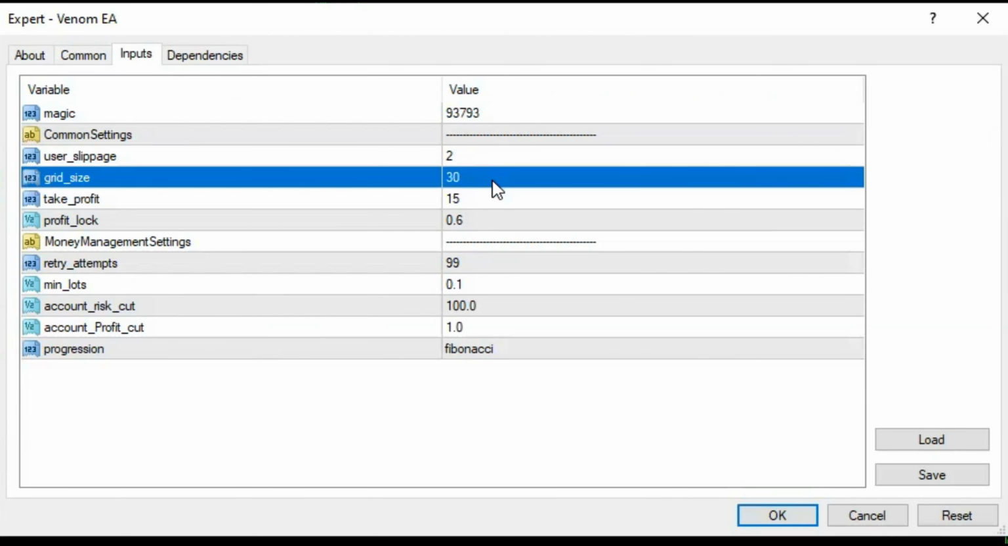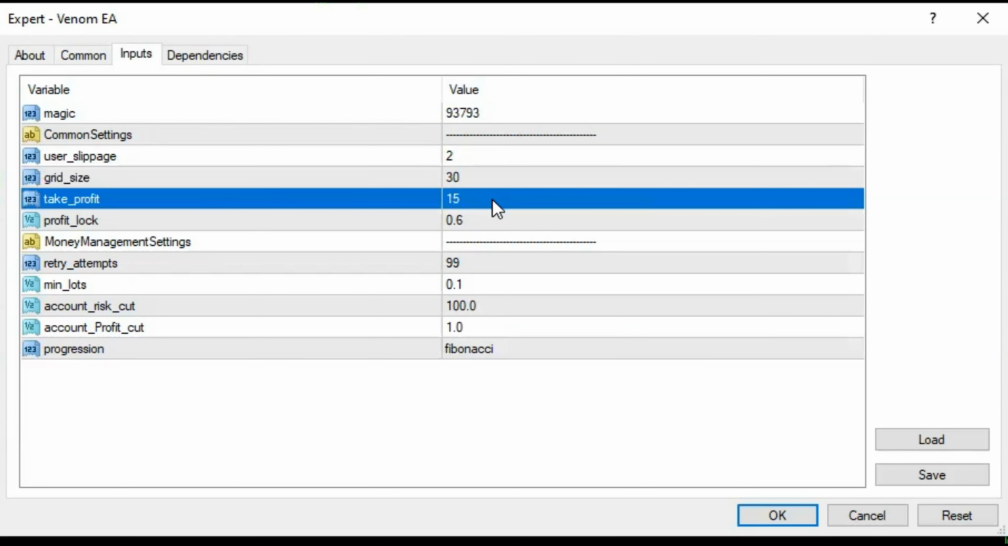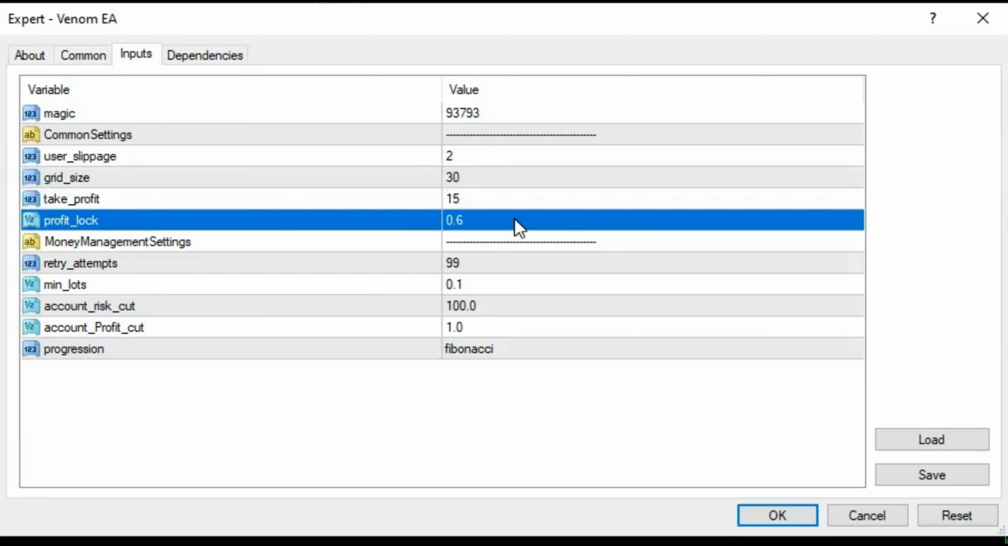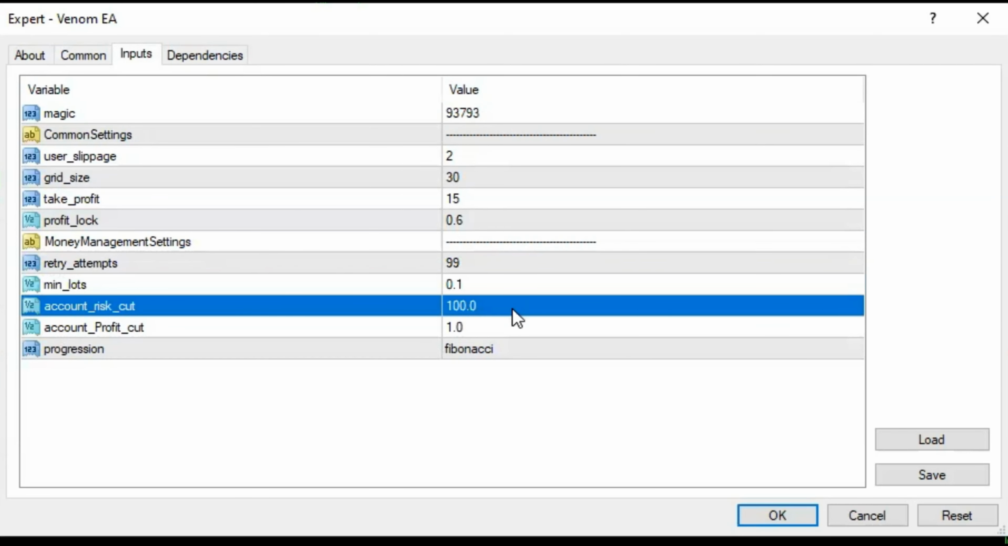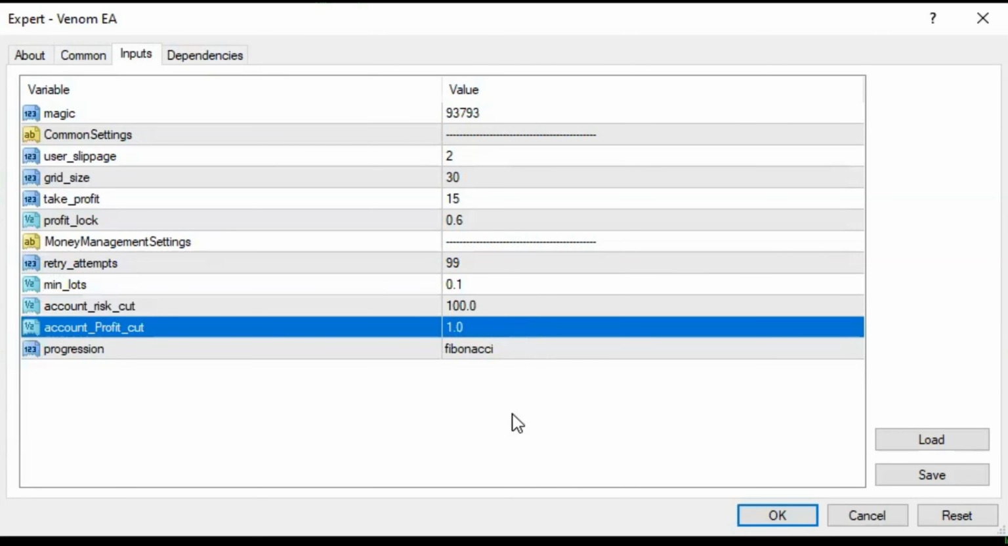So it has a grid component to it. Take profit, 15 pips, I'm assuming that is. Profit lock after 0.6. Retry attempts of 99. Minimum lot size of 1.0. Account risk cut 100%. I'm assuming that means we can adjust that to what percent we want to risk and where it will stop.